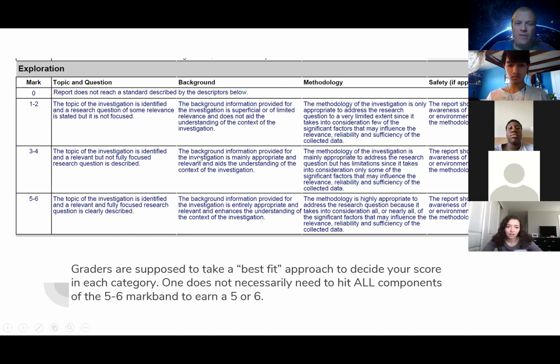And then maybe the background wasn't so good. Maybe that's like a 4. But they did do the methodology and safety. They managed to hit that. And so maybe if I think you're here, here, here, and here, I might go ahead and give a 5 or a 6 or whatever in this category. So it's kind of just a guessing game of where yours fits in the best.